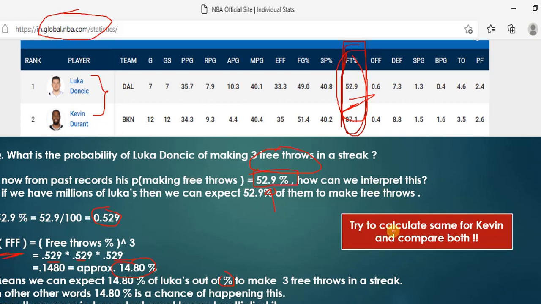You can also try it for the second player, Kevin, and compare, or you can try the three pointer probability and compare both free throws and three pointers with the help of this concept.